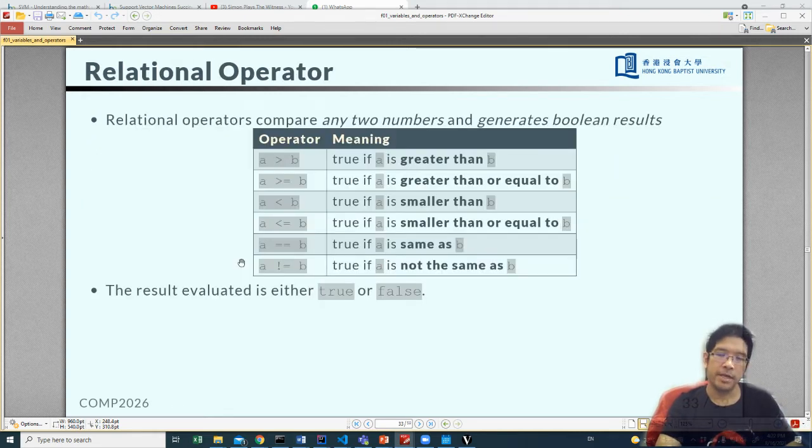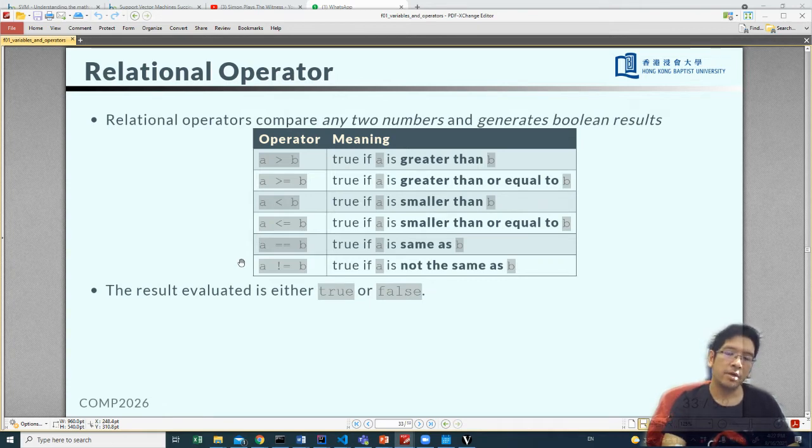Relational operator is the next operator we want to talk about. Now this one is unlike the assignment operator. With the assignment operator, we assign values on the right hand side to the left hand side. But here, we want to compare two variables, A and B, and see whether they have the same result or whether one is larger than the other. The values of these relational operators will either be true or false.